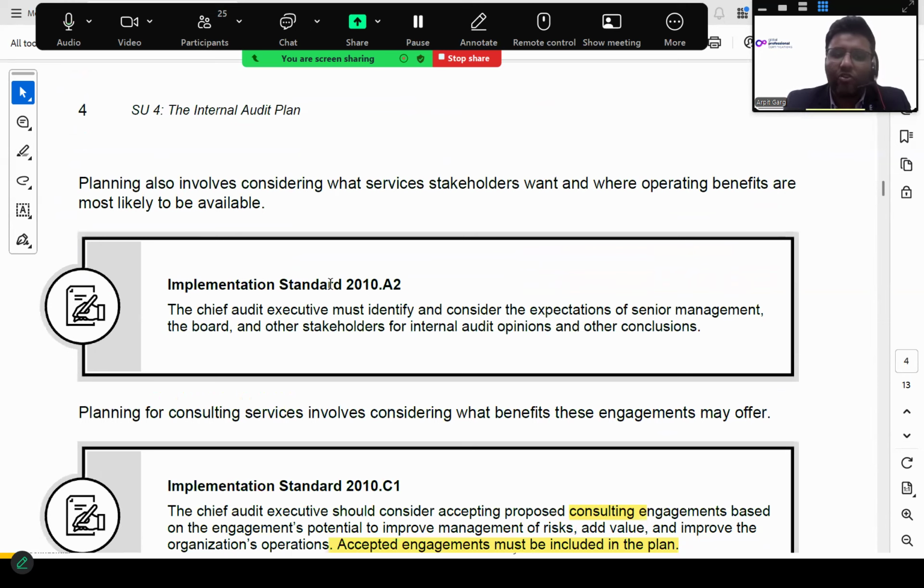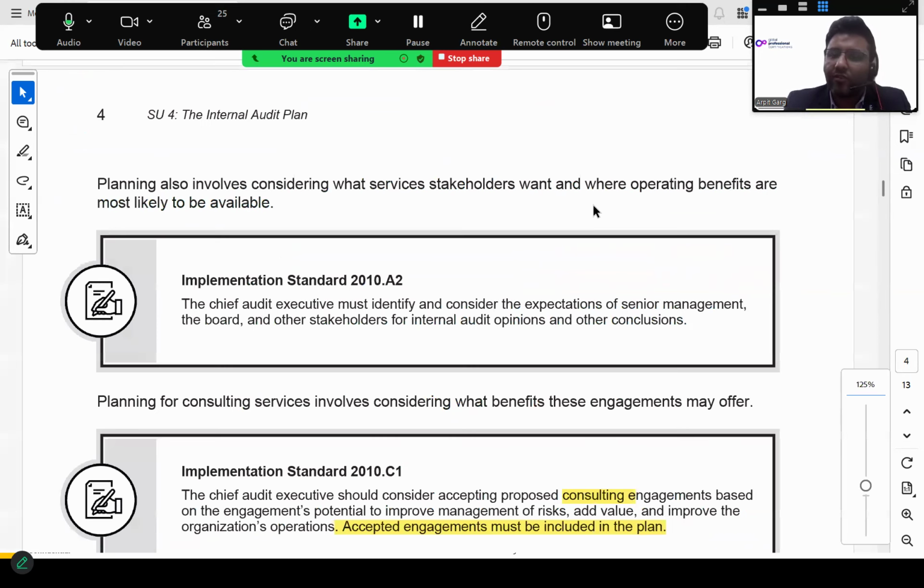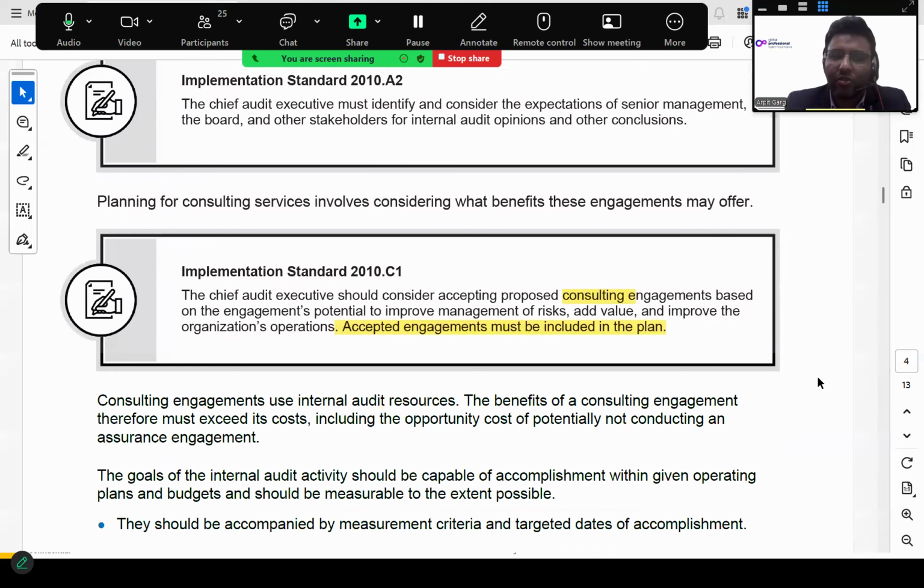Moving on, it says planning also involves considering what service stakeholders want and where operating benefits are more likely to be available. The CAE must identify and consider the expectation of senior management, the board, and other stakeholders of audit opinions and other conclusions. Planning for consulting services involves considering what benefits that engagement may offer. The CAE should consider accepting proposed consulting engagements based on the engagement's potential to improve management of risk, add value, and improve the organization's operations. Accepted engagements must also be included in the plan.